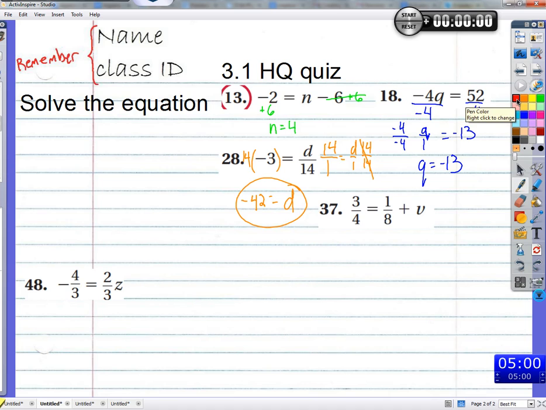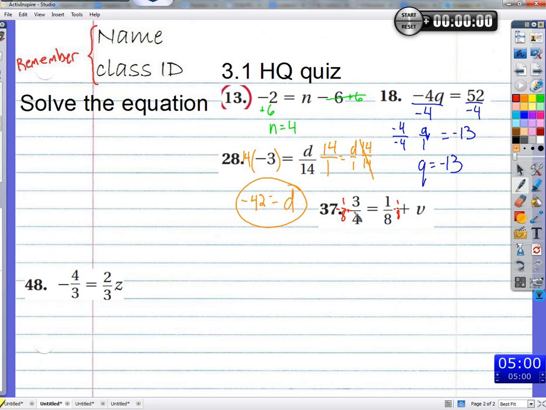Not a really super new situation, but a situation involving fractions, which we should be ready to do. We know v plus an eighth gives us 3/4. We don't want v plus an eighth, we just want v. So how are we going to get rid of that 1/8? Subtract 1/8. 1/8 minus 1/8 is 0. 0 plus v is v. So we'll subtract 1/8 from this side as well.